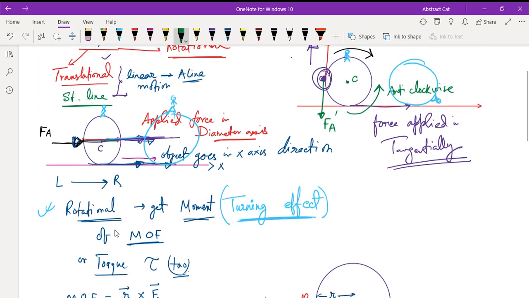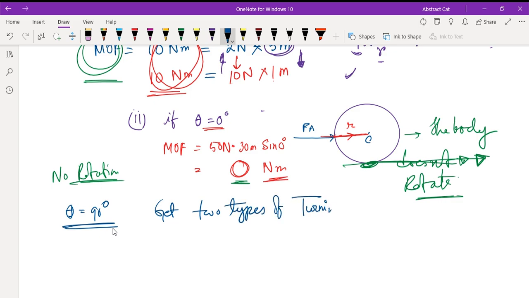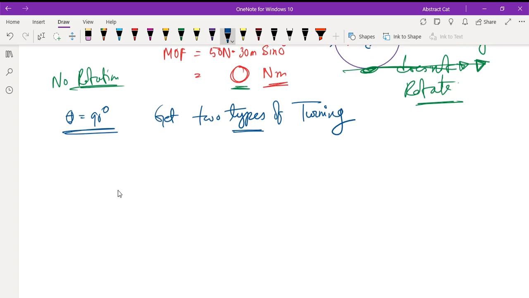Okay, so here is another problem. What is the moment of force if the body rotates? If the body rotates, we know theta is always 90 degrees and the pivot is fixed. So we get two types of turning. Two types of turning means two types of rotation, very simple: forward or backward rotation.